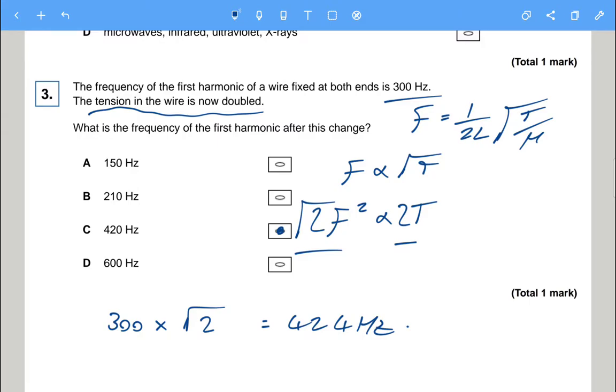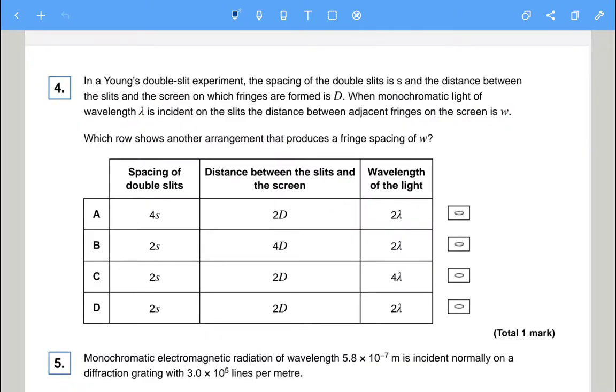Alright, let's look at number 4. So for this one, number 4, we need to come up with an arrangement that gives you the same fringe spacing. So for this one, really, you just need the equation. So it's lambda equals WS over D. It's on the data sheet. So the fringe spacing W is equal to lambda D over S.